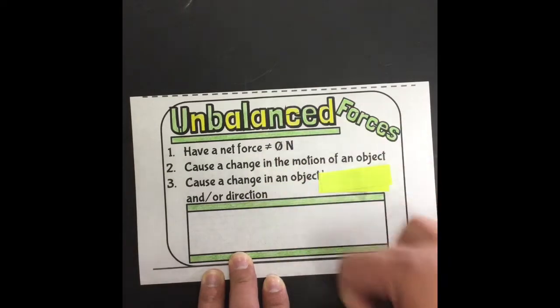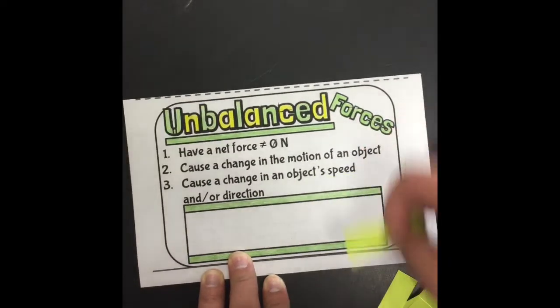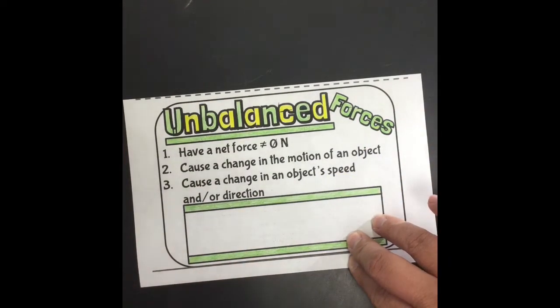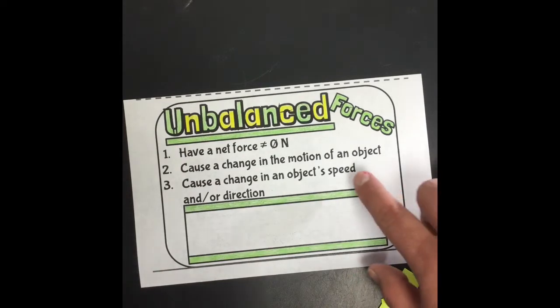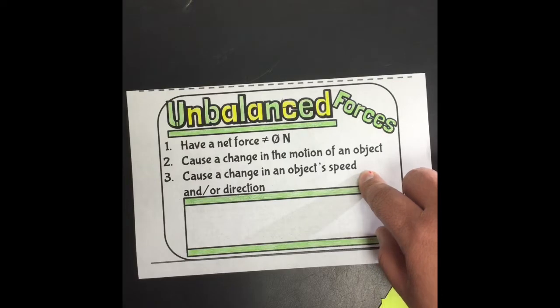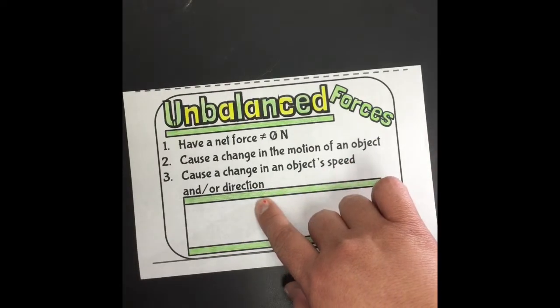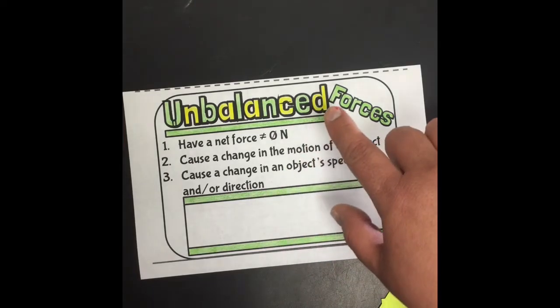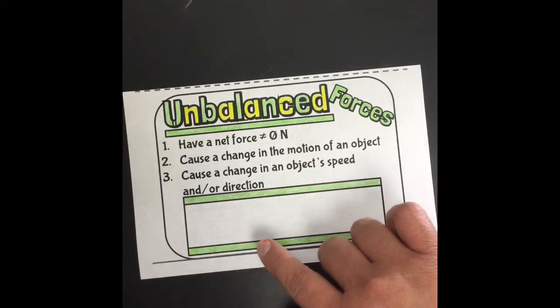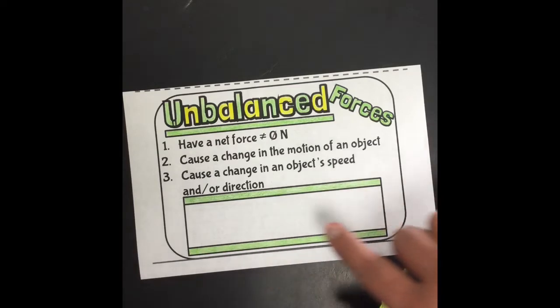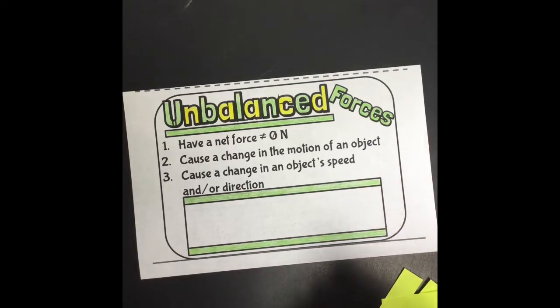Unbalanced forces also cause a change in the object's speed and/or direction. Now, we haven't talked about speed. Speed is how fast the object is moving or being pushed or pulled, and it can also change the direction. It could be going forward and then it changes to back. It could be going left and then it changes to right. It just depends on which side has the most force.